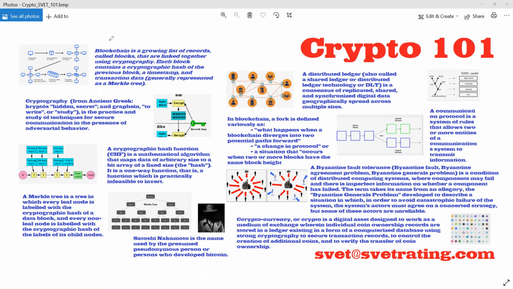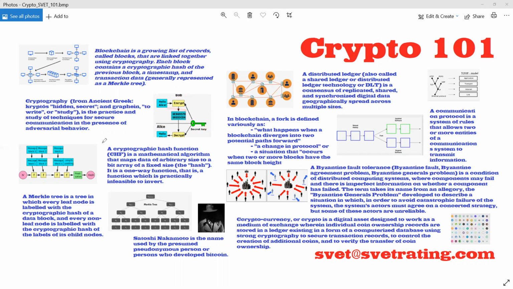Blockchain is a growing list of records called blocks that are linked together using cryptography. Each block contains a cryptographic hash of the previous block, a timestamp, and transaction data, generally represented as a Merkle tree. Cryptography, from the ancient Greek kryptós, hidden, secret, and graphein, to write or study, is a practice and study of techniques to secure communication in the presence of adversarial behavior. We have Bob, Alice, Eve, and everything.